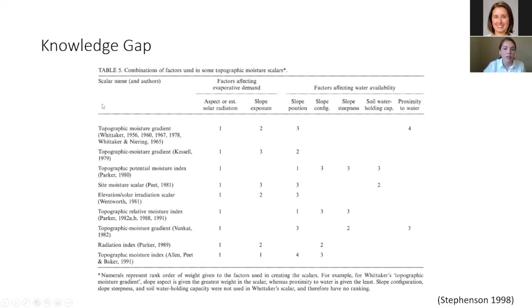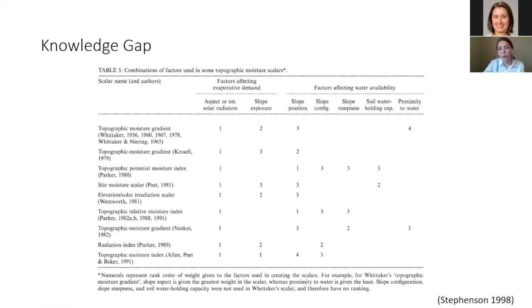On the left-hand side, we have different studies that have created topographic moisture indexes. And on the right, we have what factors they included when calculating this. Stevenson divided it into two areas. On the left, factors affecting evaporative demand, so that's one part of the climate water balance. And then on the right, factors affecting water availability. The numbers indicate whether that factor was included in that study and what the ranking was.